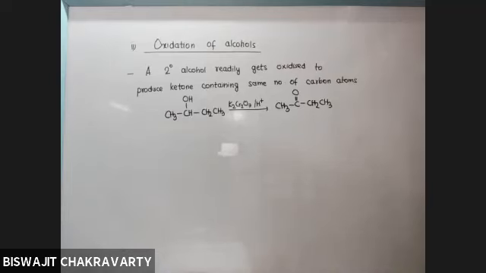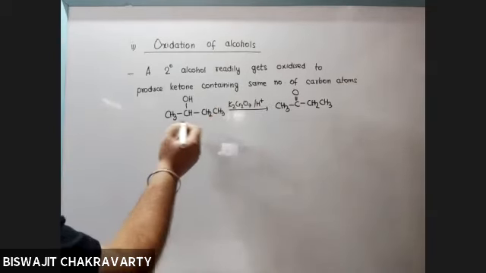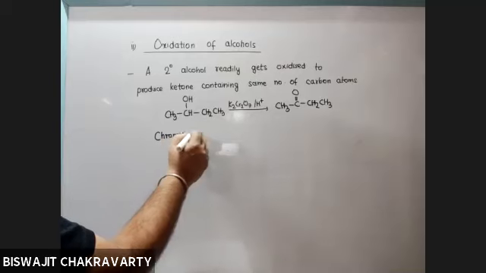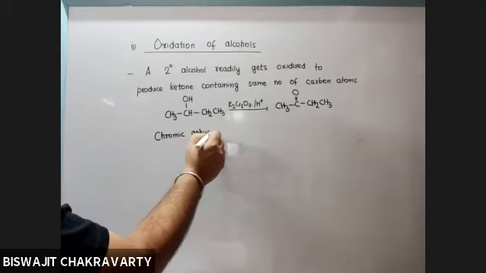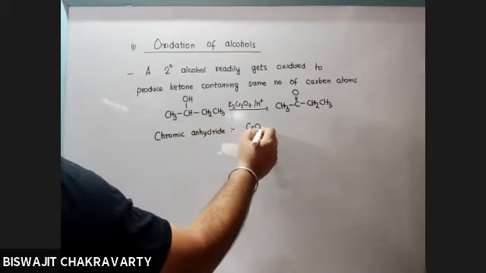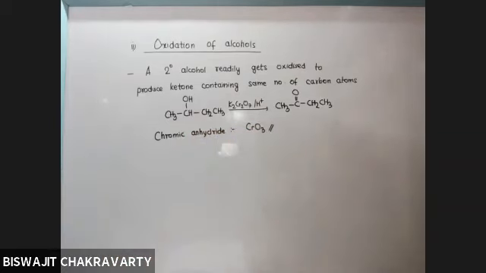So here we have given one oxidizing agent. One more oxidizing agent which is very often used is chromic anhydride, CrO3. So CrO3 is a strong oxidizing agent just like K2Cr2O7/H+.